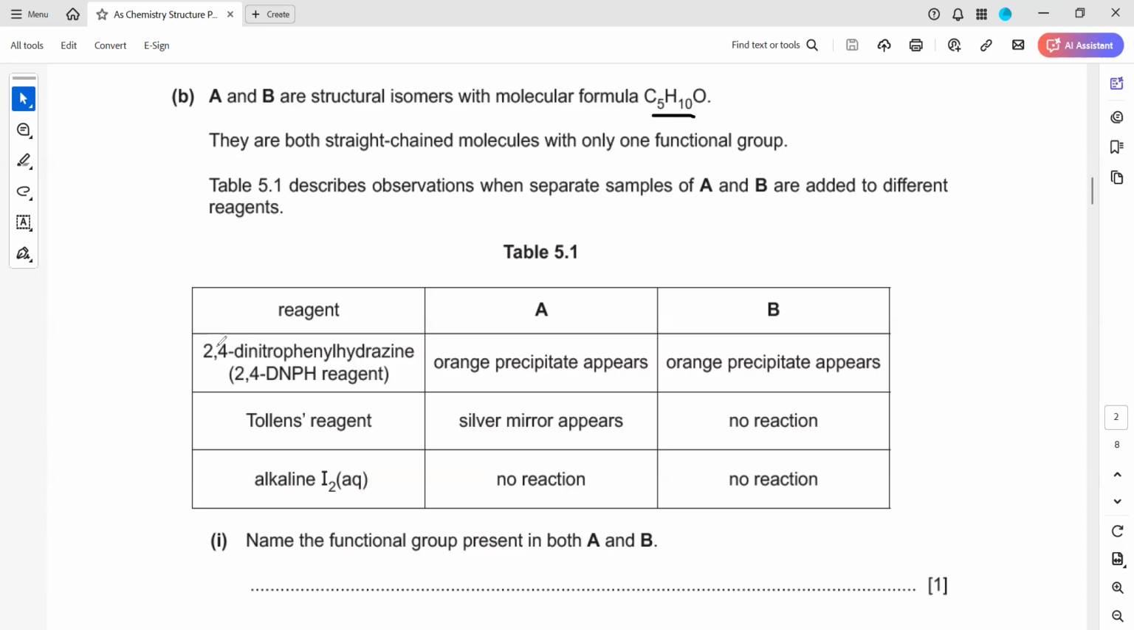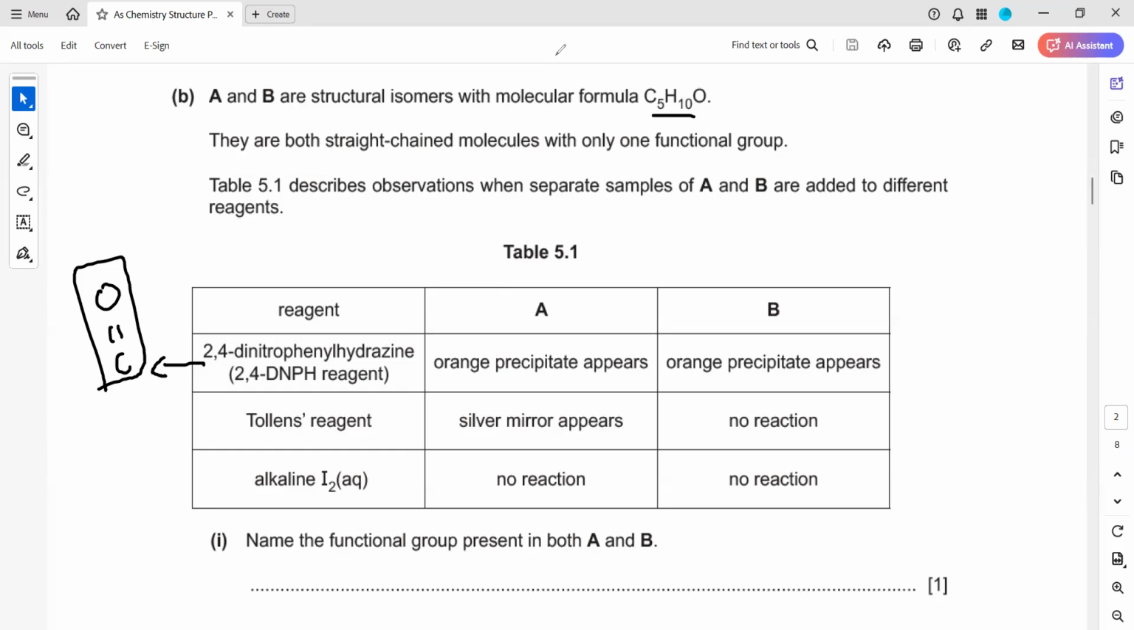First, when we add 2,4-dinitrophenylhydrazine, this is actually a test for the carbonyl group. Whenever there's a C double bonded to O group, it's actually a test for both aldehyde and ketone. If it is a positive result, an orange precipitate, then definitely an aldehyde or a ketone is present.